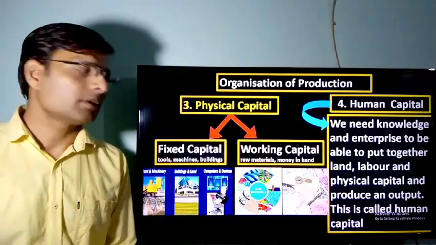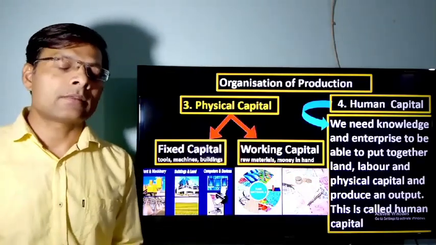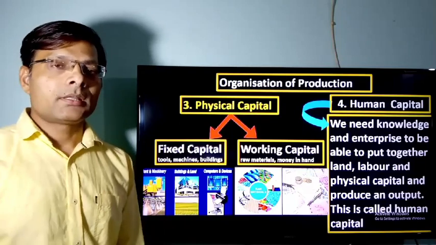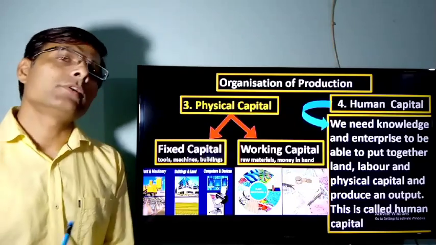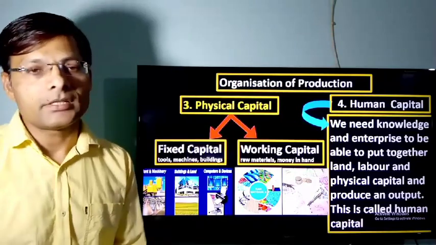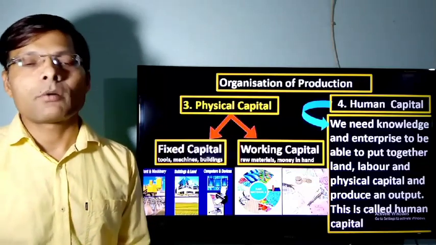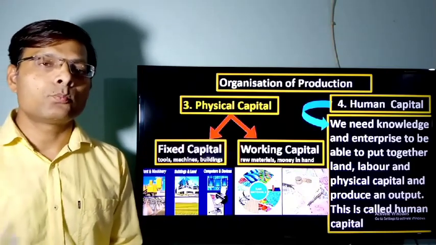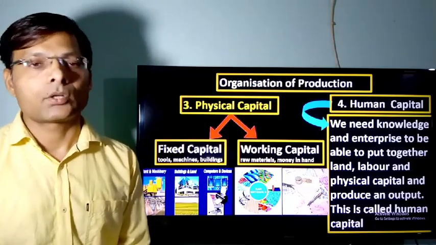In working capital, what can be there? In working capital, raw material and money in hand. That is, the money which is in the bank account, the money which you have in your pocket, and the raw material. For any industry, like the textile industry, cotton is a raw material. If we talk about the plywood industry, wood is the raw material, or the slices of wood that have been prepared to make plywood. Okay, so those all things are raw material.